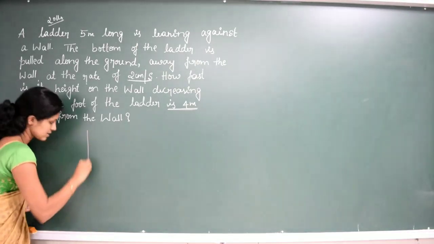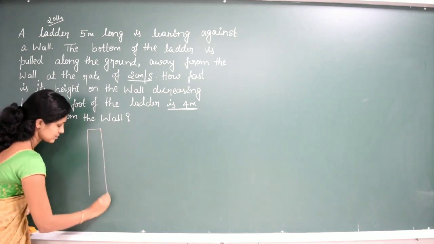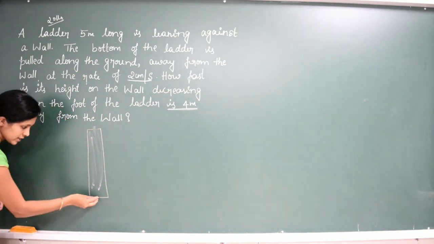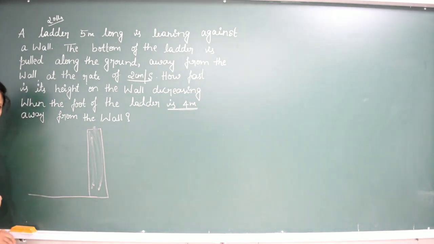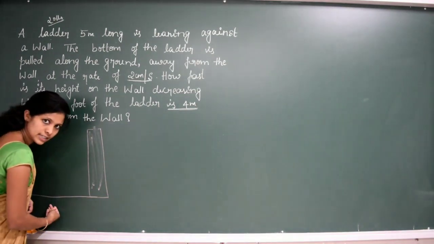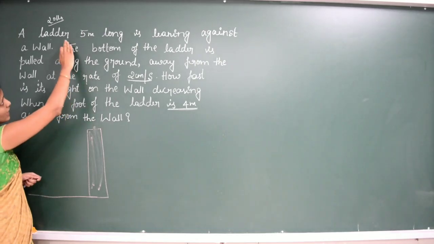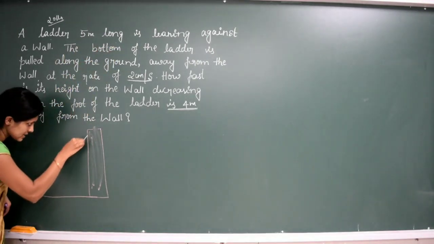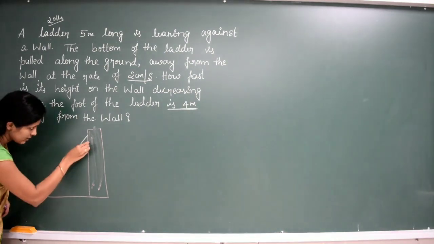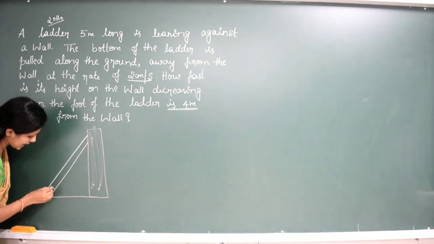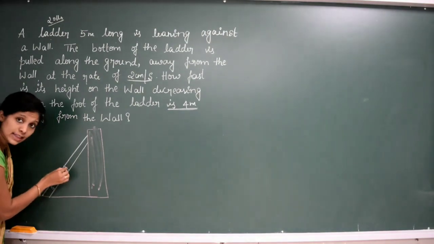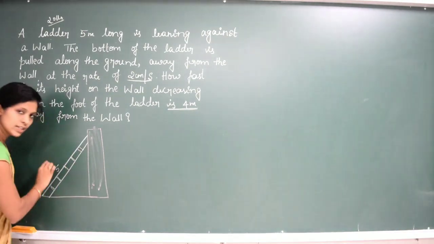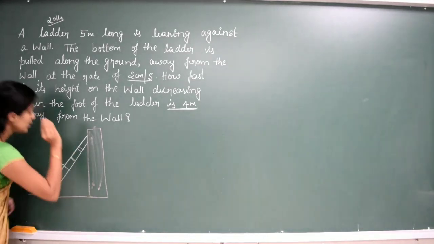What is given? Let me consider this is a wall. So if this is a wall, this will be a ground. Right? This is a wall and this is a ground. Let us consider one ladder is there that is leaning against the wall. I'll consider this is the ladder. Is it clear? This is the ladder leaning against the wall and the length of the ladder is also given. The length of the ladder is 5 meters.